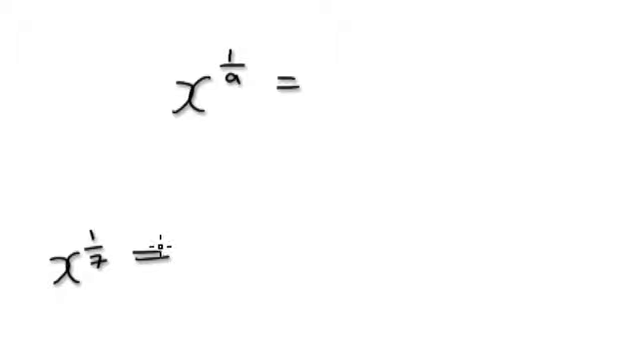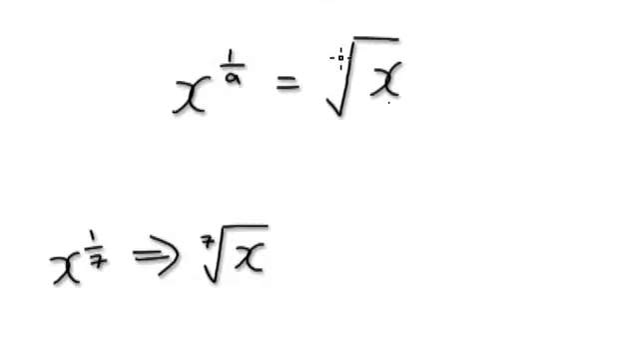So if you have any number, let's say x to the power of 1 over a, like x to the power of a seventh, it's hard to understand, so immediately jump to the root: 7 goes here, and x goes here. Immediately jump to the seventh root. So what I'm trying to say here is that this equals this, whatever a is.